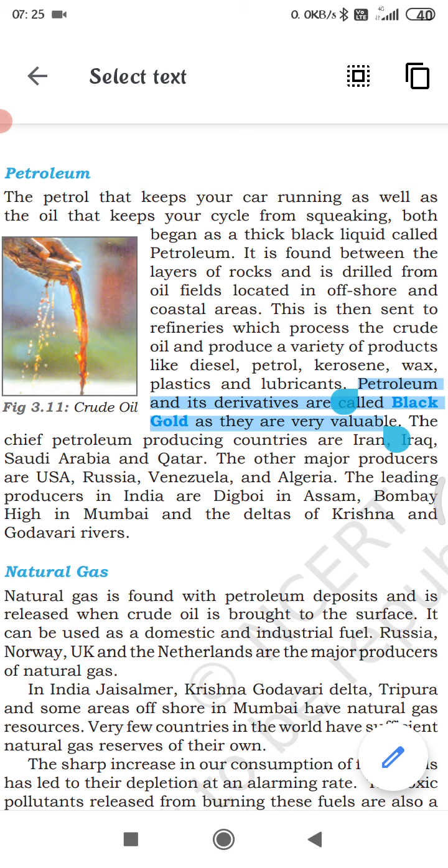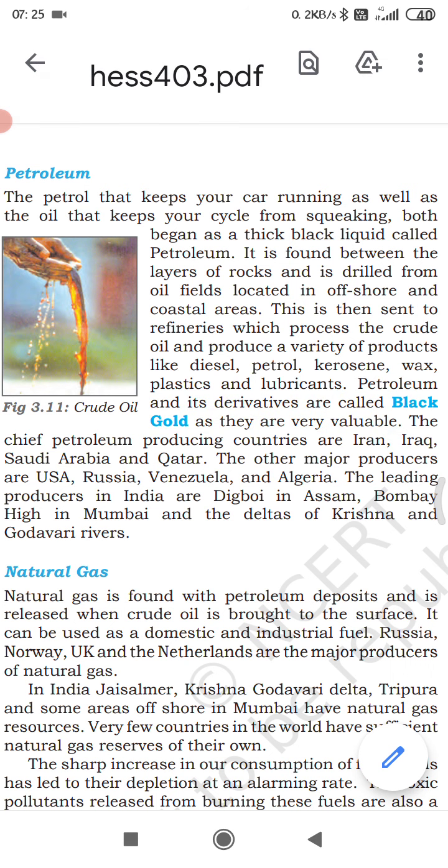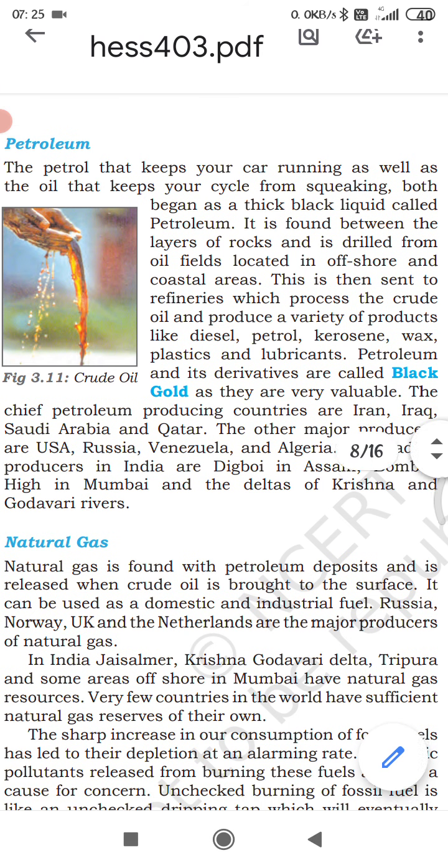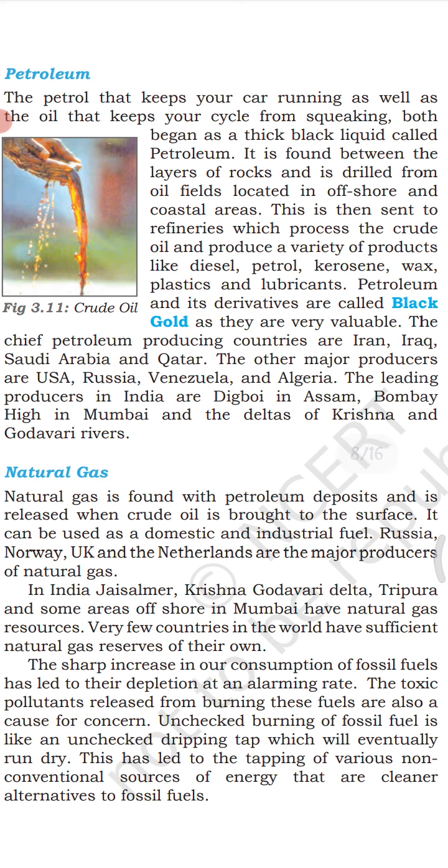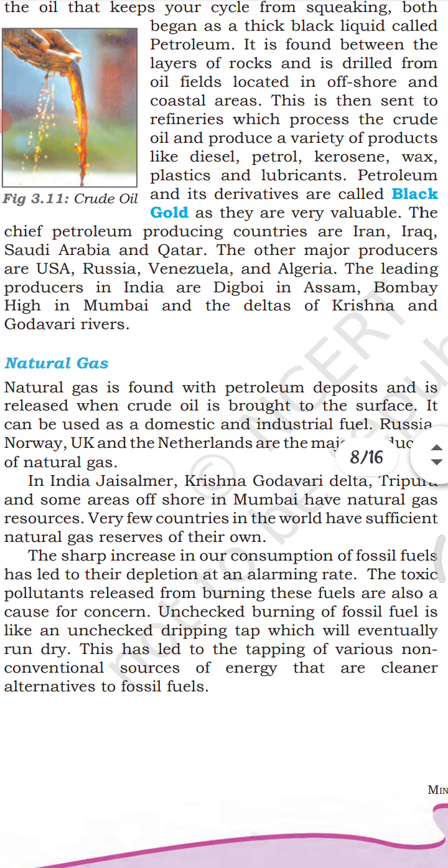Underlined? Good. The chief petroleum producing countries are Iran, Iraq, Saudi Arabia, and Qatar. The other major producers are USA, Russia, Venezuela, and Algeria. The leading producers in India are Digboi in Assam, Bombay High in Mumbai, and deltas of Krishna and Godavari rivers.